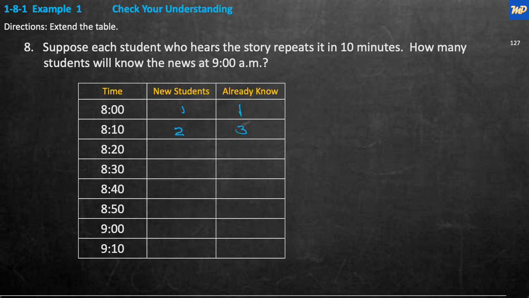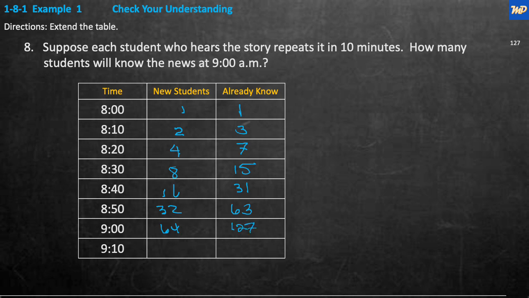It's the same pattern. So now we're going to double this. We're going to have 4. And 3 plus 4 is 7. And now we're going to double this to 8. And 8 plus 7 is 15. Okay. Now we're going to double this to 16. And 16 plus 15 is 31. Okay. And we're going to 8:50. We're going to double this to 32. And 32 plus 31 gives 63. Okay. 32 gives us 64 as a doubled.